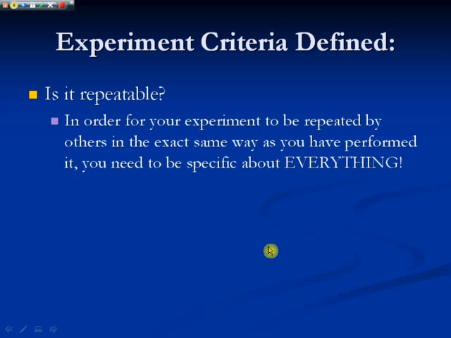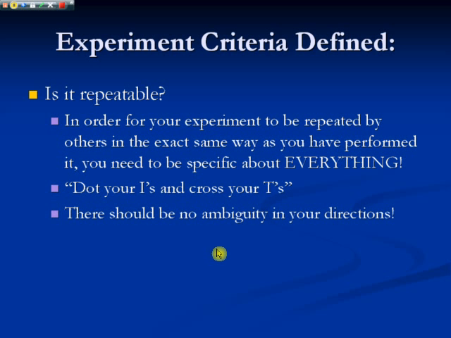Is your experiment repeatable? In order for your experiment to be repeated by others in the exact same way as you have performed it, you need to be specific about everything. This is the one thing that all scientists need to improve on. You need to write down every single little mundane detail. You have to dot your I's and cross your T's. There should be no ambiguity in your directions, which means I should not be able to interpret your directions in any way other than the exact thing that you meant. So 2 people from different parts of the world should be able to read the directions and do the exact same thing as you have instructed them to. Make sure you're specific.